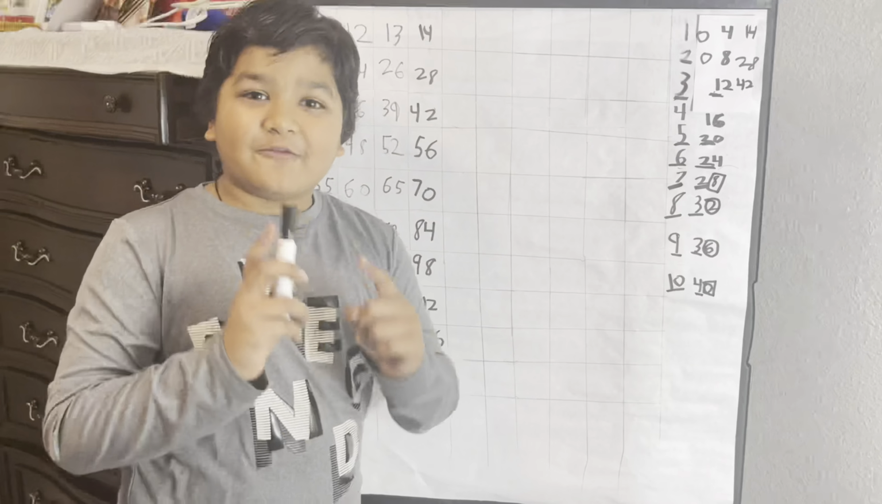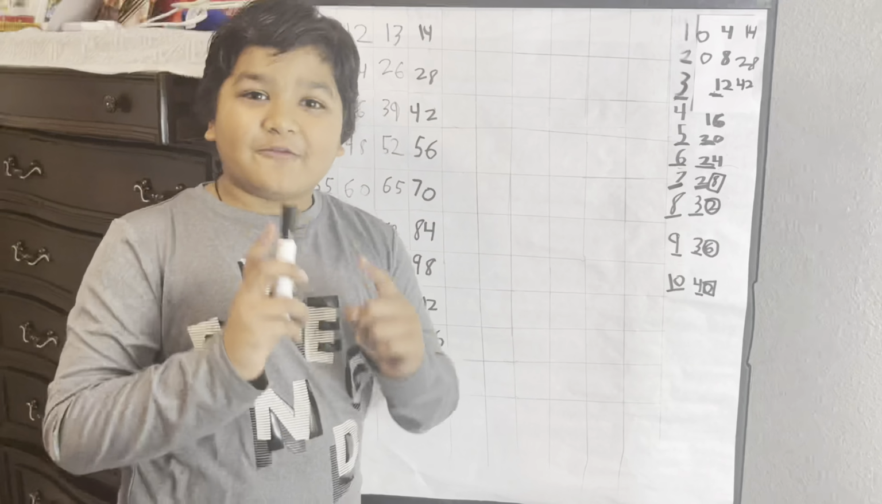15 times 1 equals 15. 15 times 2 equals 30. 15 times 3 equals 45. 15 times 4 equals 60. 15 times 5 equals 75. 15 times 6 equals 90. 15 times 7 equals 105. Or a different way to say it is 105.